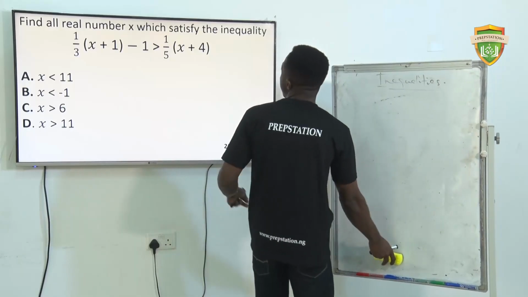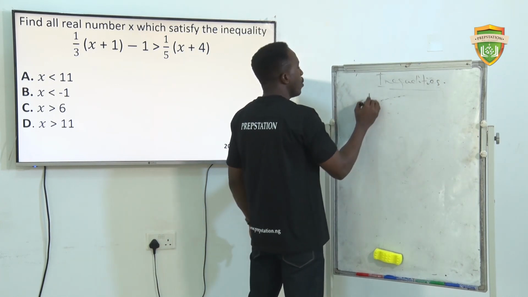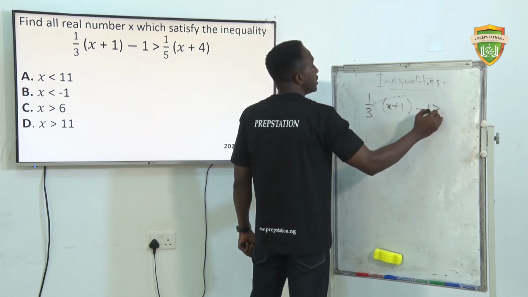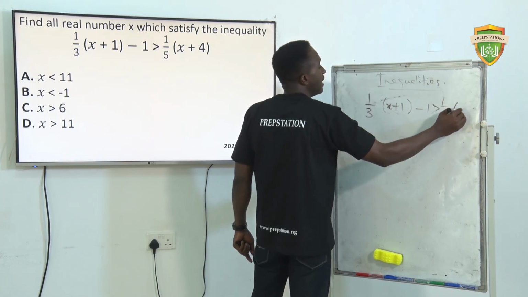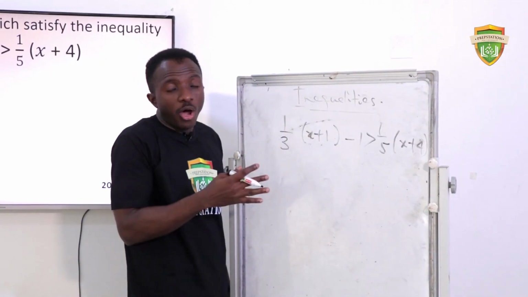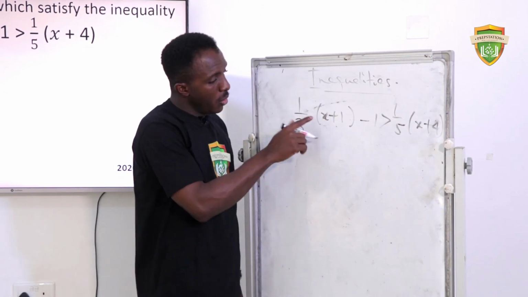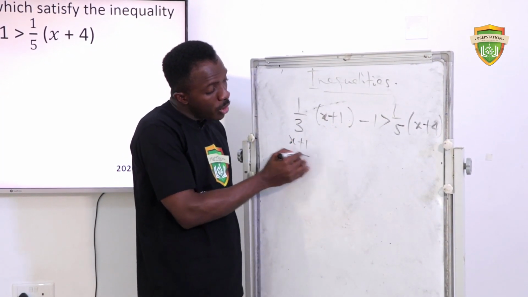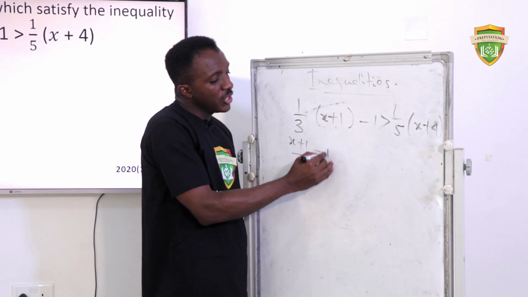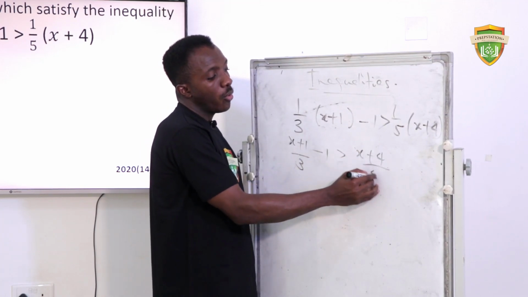So let's quickly solve the question as we make progress. So what do we have there? We have: find all real numbers x which satisfy the inequality 1 over 3 times (x plus 1), minus 1, is greater than (x plus 4) over 5. And let's go. Now look at this. You solve inequalities the same way you solve a normal equation. The difference is just the sign. So we have, this is the same thing as (x plus 1) over 3. Take note of that, please. 1 over 3 times this is the same thing as (x plus 1) over 3, minus 1, is greater than (x plus 4) over 5.